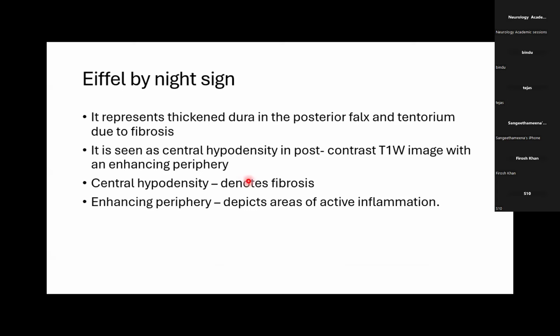Eiffel by night sign. This sign has been seen in almost 60% of patients with idiopathic hypertrophic pachymeningitis. It is one of the important signs in differentiating idiopathic hypertrophic pachymeningitis from secondary hypertrophic pachymeningitis. This represents the thickened dura in the posterior falx and the tentorium due to fibrosis. It is seen as a central hypodensity in the post-contrast T1 weighted image with enhancing periphery. The central hypodensity denotes fibrosis. The enhancing periphery depicts the areas of active inflammation.